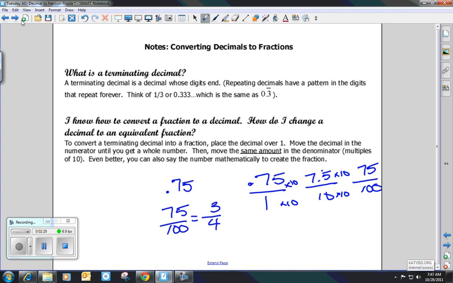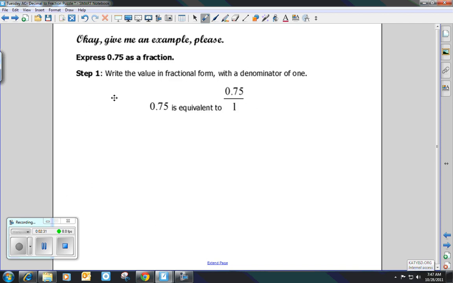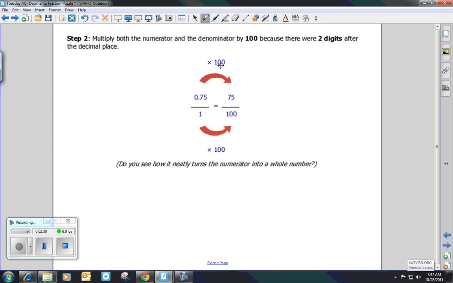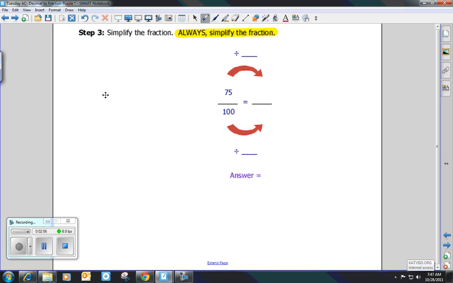Okay, so let's take a look at a little bit more. Here's the same example. You're going to write 0.75 as 0.75 over 1, and then you're going to multiply by 100. I multiplied by 10 twice, and 10 times 10 is 100. So I multiplied by 100 in my example. If you multiply by 100, you'll get 75 on top and 100 on the bottom. Now you have a whole number as a numerator. That's what you need. Can't have any decimals in that numerator when it's completely simplified. And then we just have to simplify 75 over 100 down to 3/4.